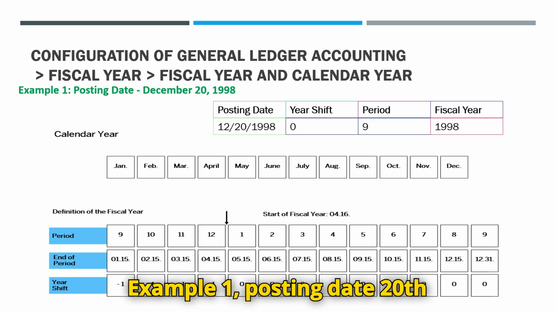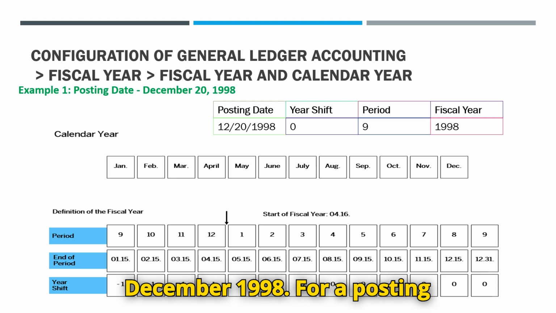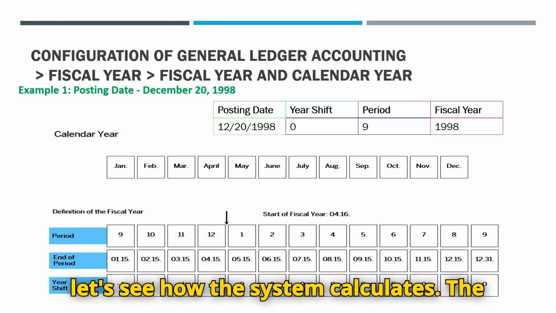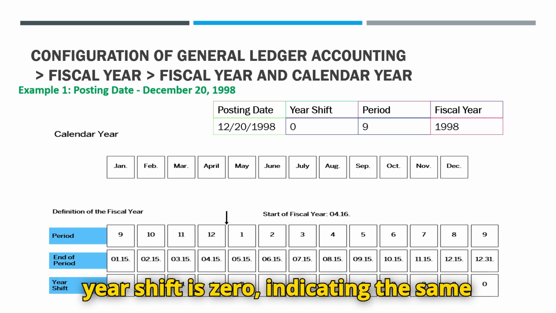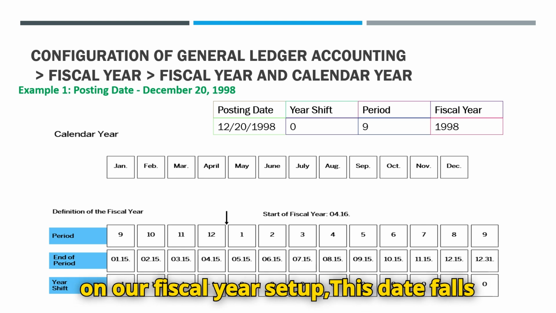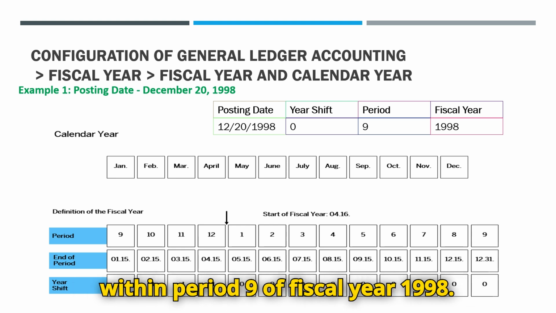Example 1. Posting date 20th December 1998. For a posting date of 20th December 1998, let's see how the system calculates. The year shift is 0, indicating the same calendar year as the posting date. Based on our fiscal year setup, this date falls within period 9 of fiscal year 1998.